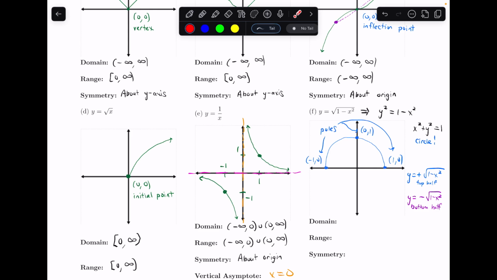Okay, so key tip, if we see a square root of a number minus x squared, square both sides to identify what the underlying circle is. So then I can figure out where it is centered and what the radius is, because I know I have a semicircle. So my domain, my x values start at negative 1 and they go until positive 1. My y values start at 0 and then they go until 1 at that point up top. Symmetry, this is symmetric about the y-axis. And there we have it. These are our 6 common graphs.